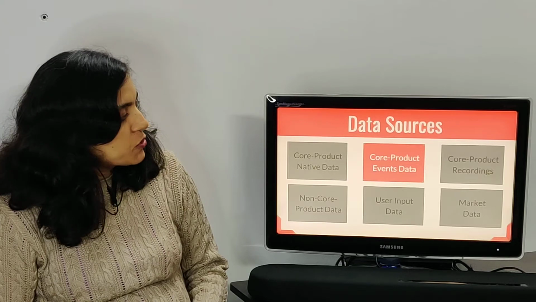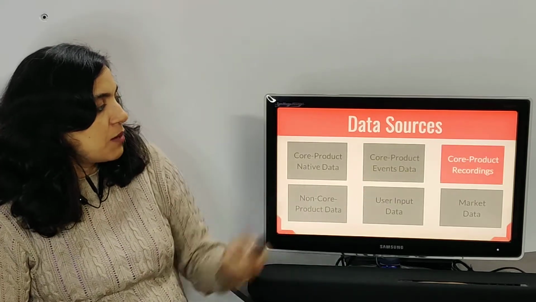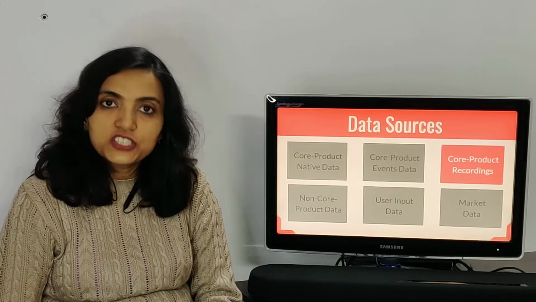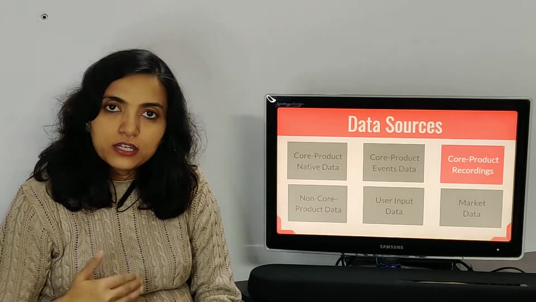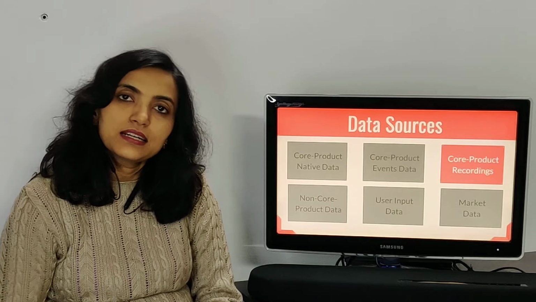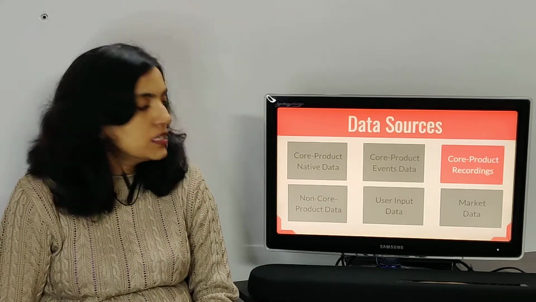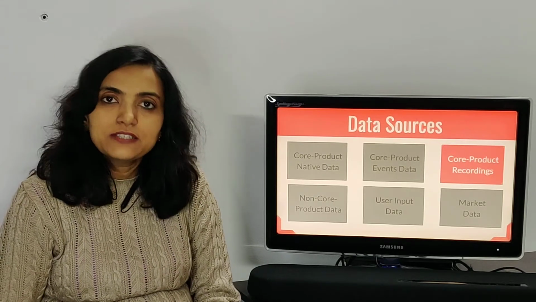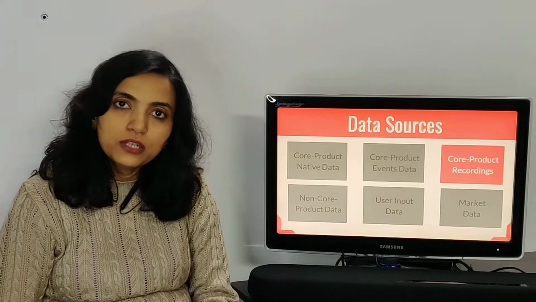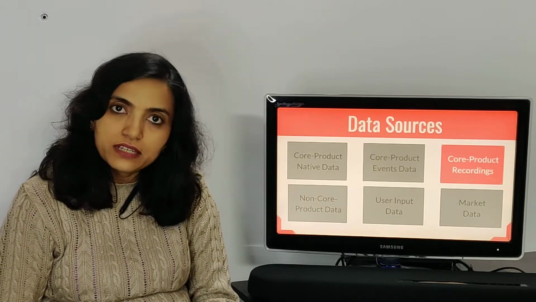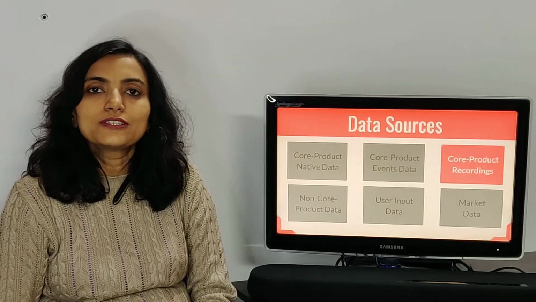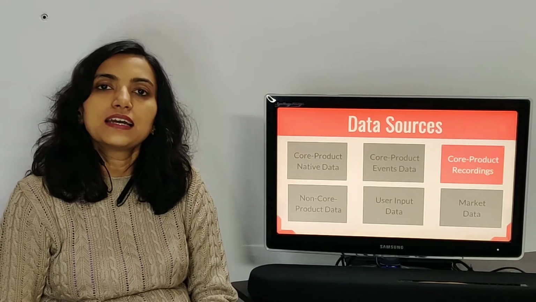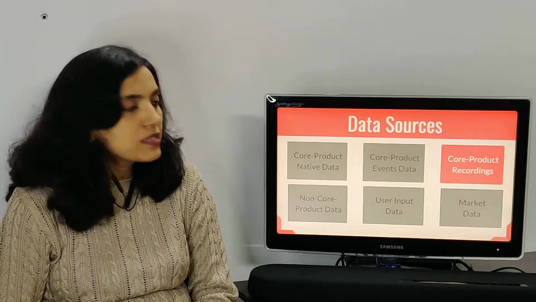Core product can give you some other kinds of data as well. For example, recordings. In digital products, it is possible to integrate solutions which record the sessions of the users as they interact with your product. These recordings can be an invaluable source of inputs on the product, especially qualitative inputs on UX and UI. Then some of these recording solutions also provide visualizations like heat maps so that you can make sense of this data in a quantitative manner.